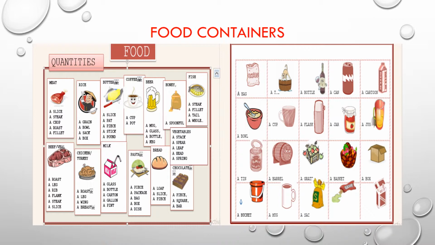So for example, we have a bag of chips, we have a bowl of rice, we have a jar of jelly, we have a basket of fruits, and we can have a mug of coffee. So the students connect these pictures with the amounts of food and drinks that the teacher has already explained to them.